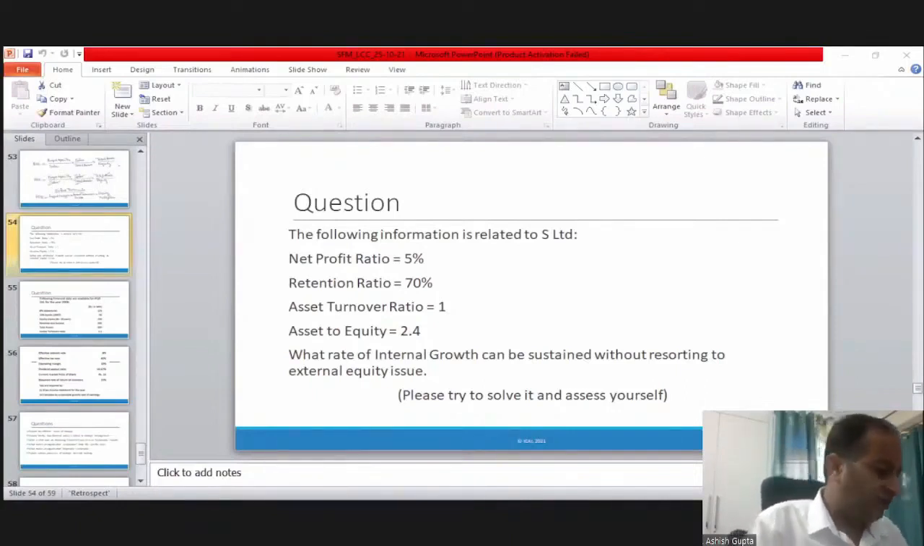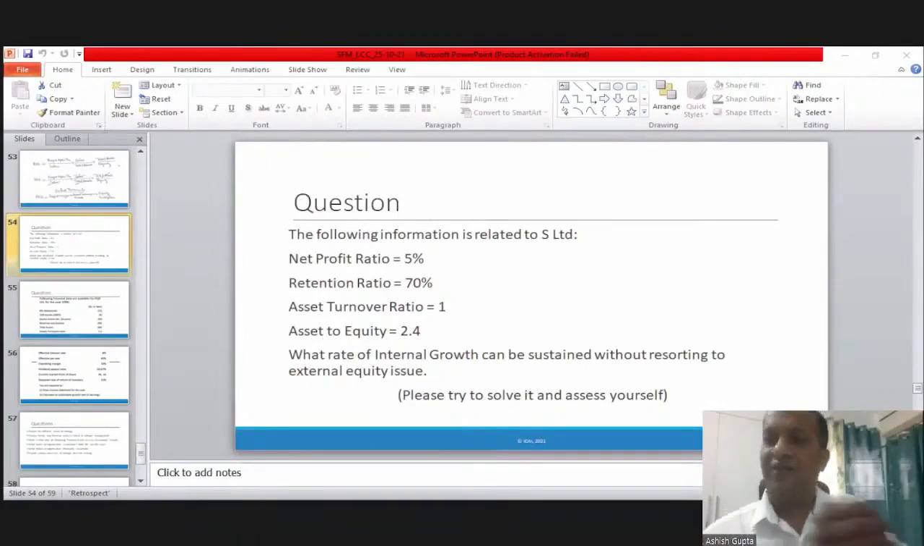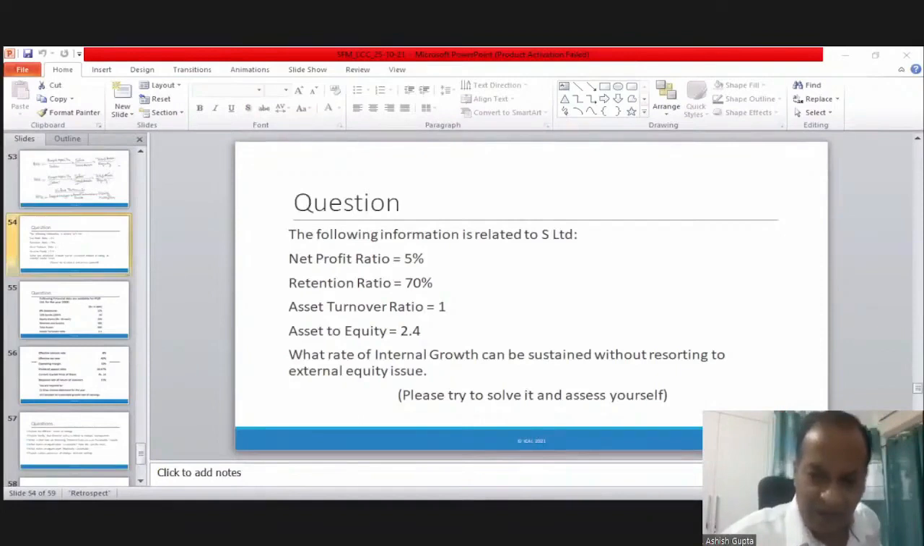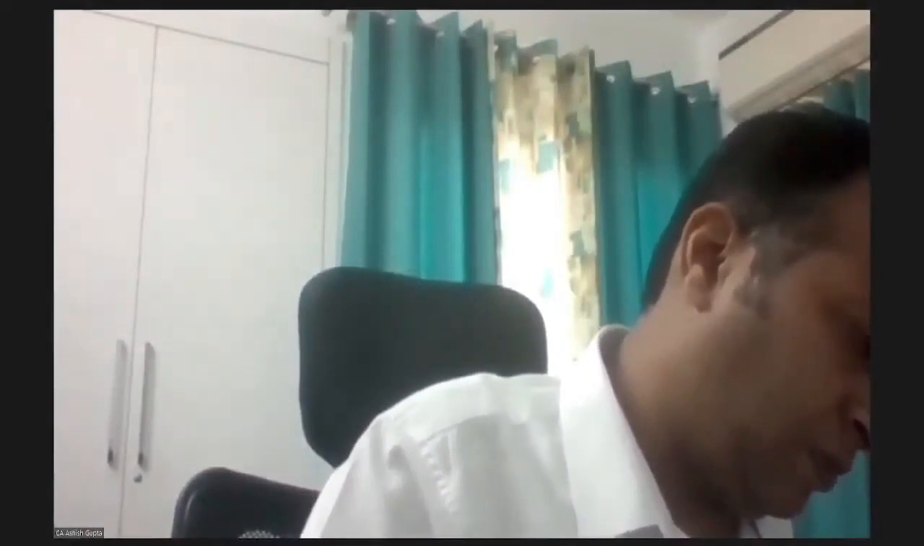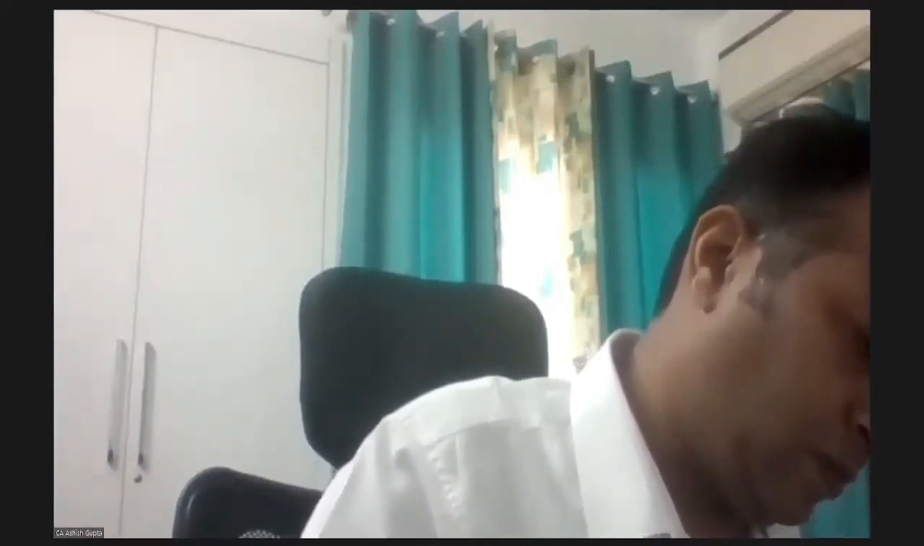Okay, students. Now I will share something with you which will make it clearer what exactly the difference is between external growth, sustainable growth rate and external growth rate. I'm just sharing it. Just one moment.